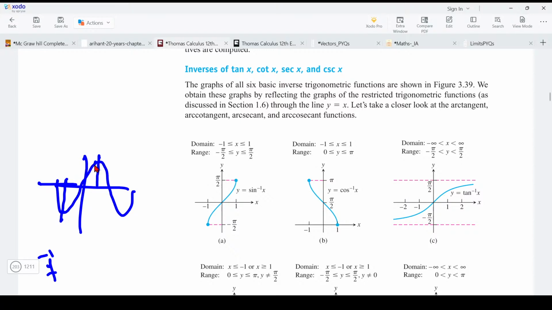Okay, for this piece only, not the entire sine graph. So that's it. Can you see sine inverse? The range is minus pi by 2 to pi by 2. Why? Because sin x we are restricting from minus pi by 2 to pi by 2.